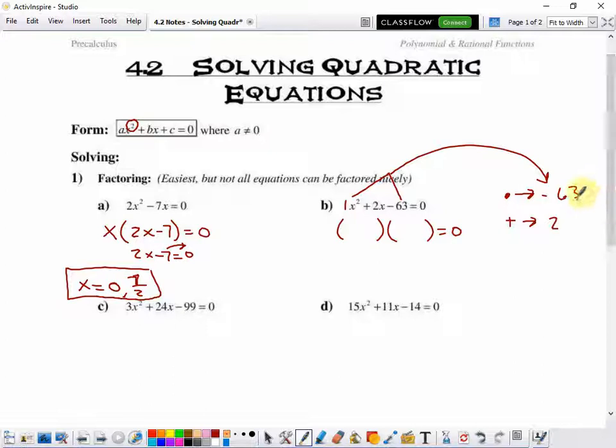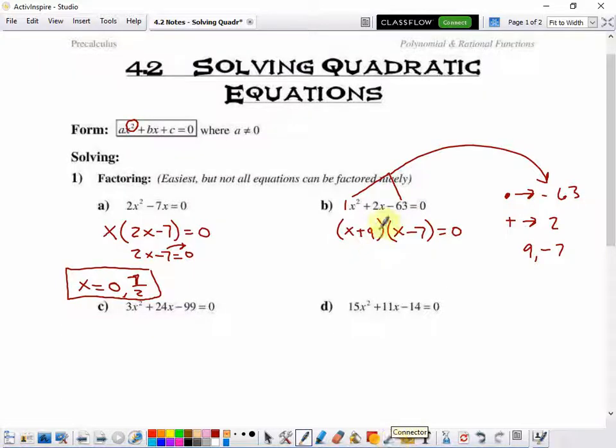So 2 numbers that multiply to negative 63 and add up to 2, those 2 numbers are going to be 9 and negative 7. 9 times negative 7 and 9 plus negative 7 multiply and add where we need them to be. So we're going to have x plus 9 times x minus 7 as our 2 factors.